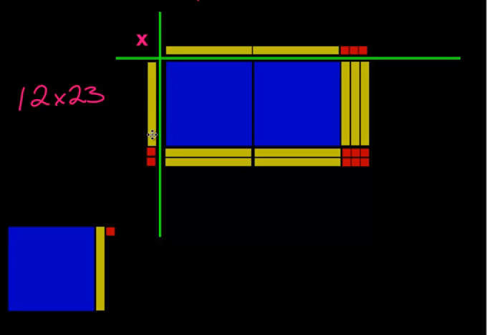We let this side represent 12 here. So from here to here is 12, and we just build an array. This side over here, from here to here, is 23. And so basically what we do with the base 10 blocks is we just try to fill in this array so that we make a rectangle. We fill everything in so there's no space.